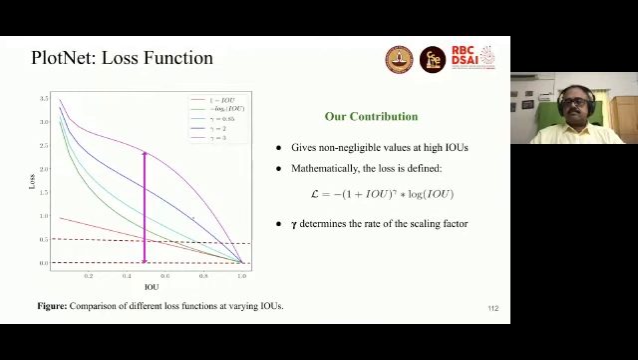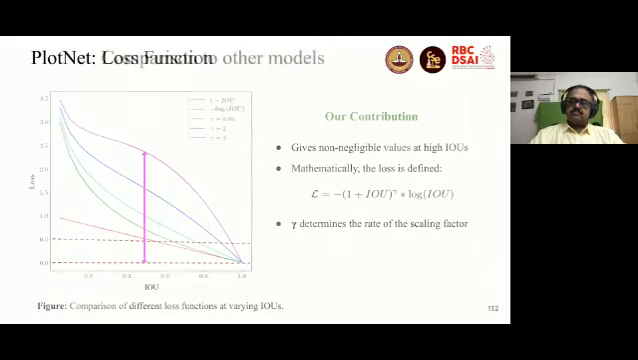And hence we came up with a loss function which exaggerates the loss even when you have a high IOU. That means your network is already producing good boxes which have a 90% overlap, but we don't let the network rest. We still penalize it, and it has to work harder to get an even better IOU. So these are the two main innovations that we made.